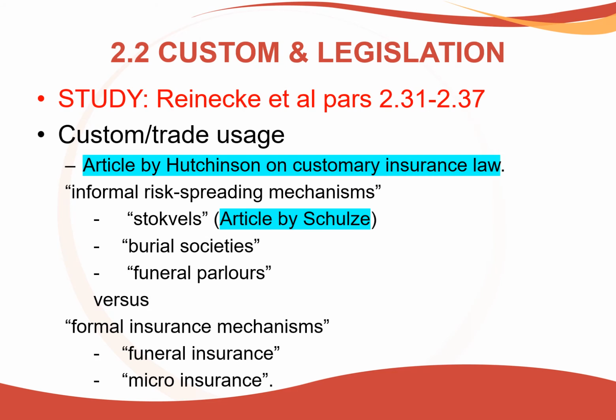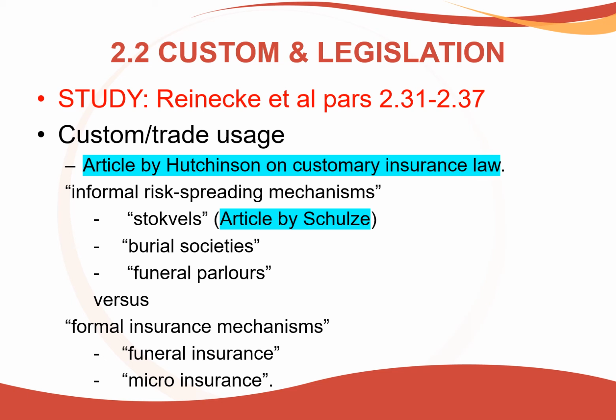Custom and legislation are also very important when it comes to the sources of insurance law, and you need to study those paragraphs from Reinecke et al. When it comes to custom and trade usage, the article by Hutchinson on customary insurance law is very important. He lists a number of informal risk spreading mechanisms, for instance stokvels, burial societies, and funeral parlors.